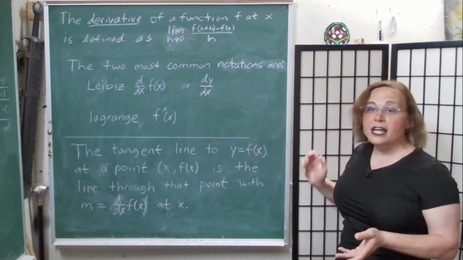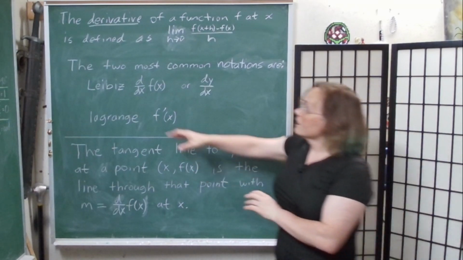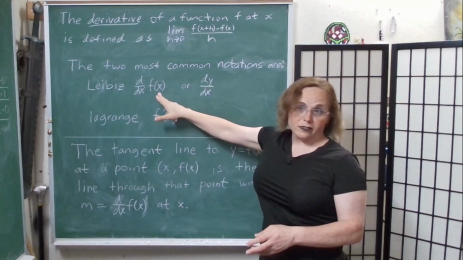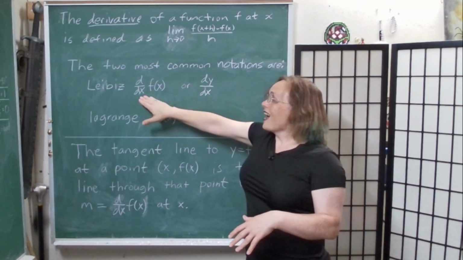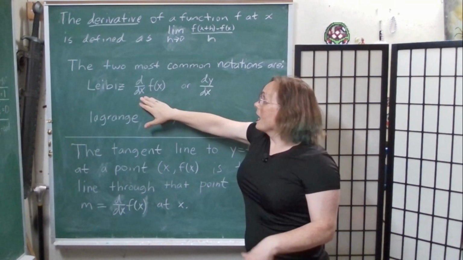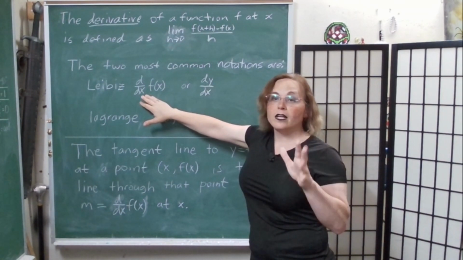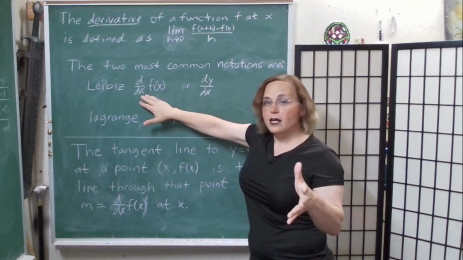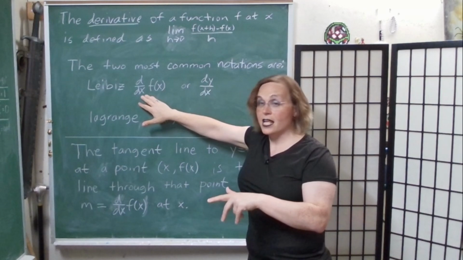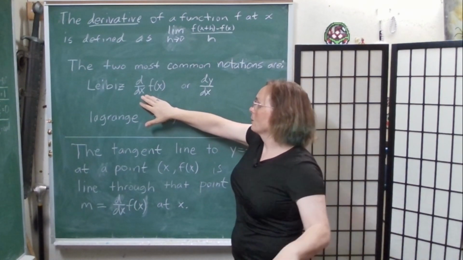Now, for notation, there are two notations that you're going to see most often. The Leibniz notation is d dx of f of x. Now, this is not a ratio. This is considered to be the derivative operator. It is extremely useful, and you are going to see it a lot when you're working with integration, especially with change of variables in integration, or when we're working with the chain rule, something you're going to see a bit later, okay?